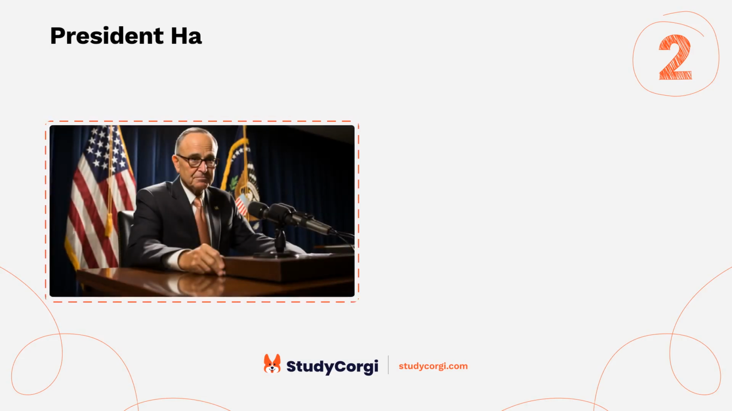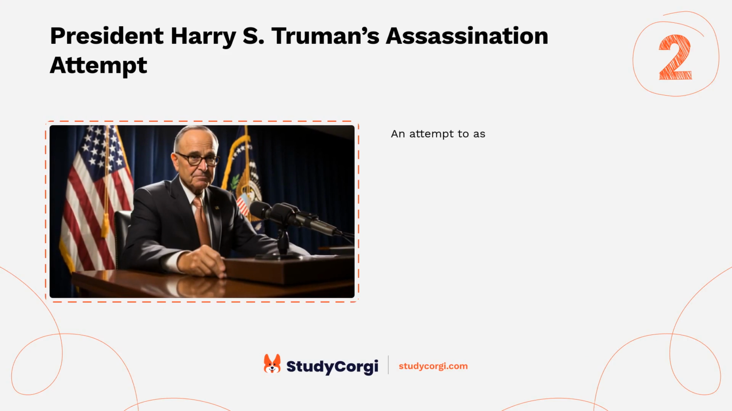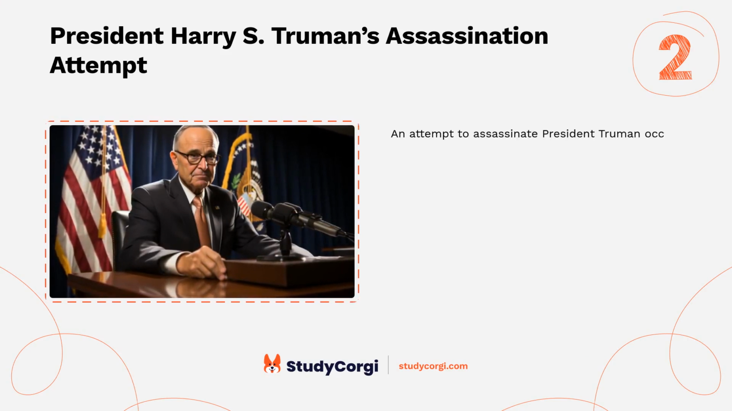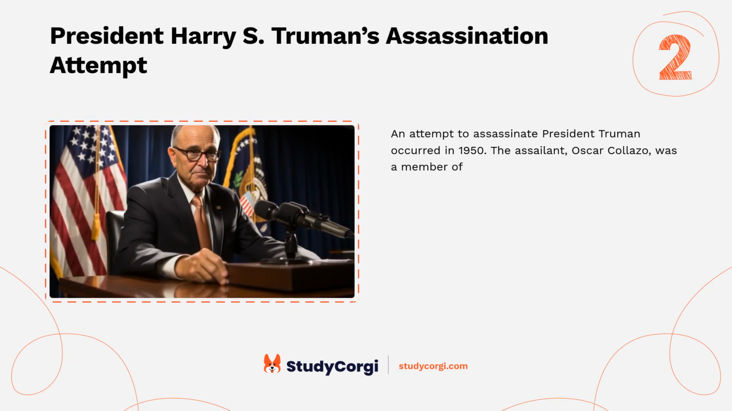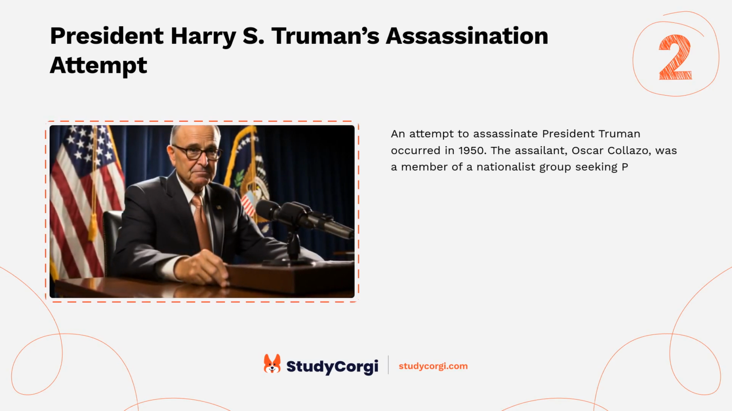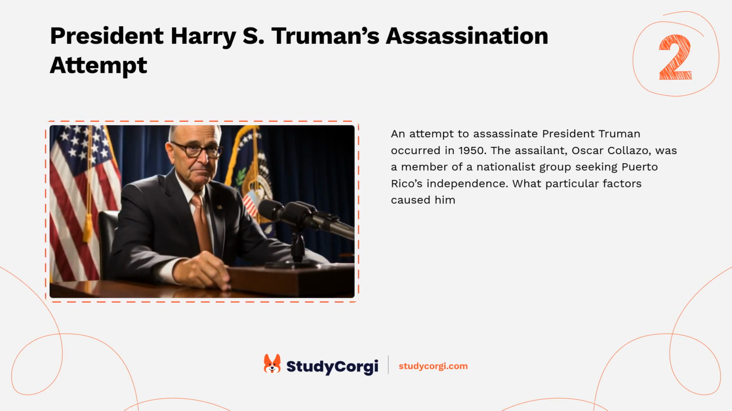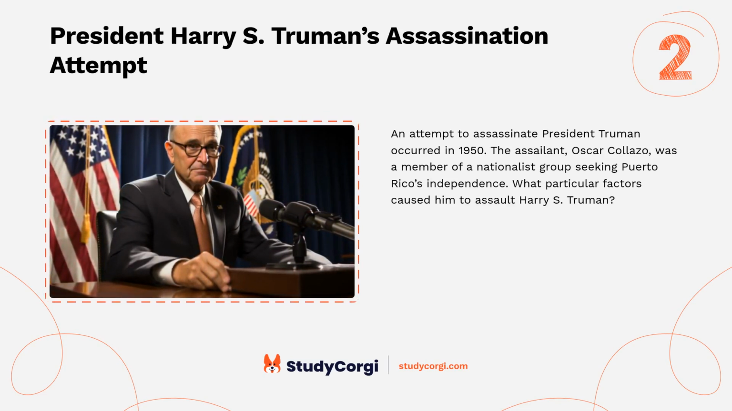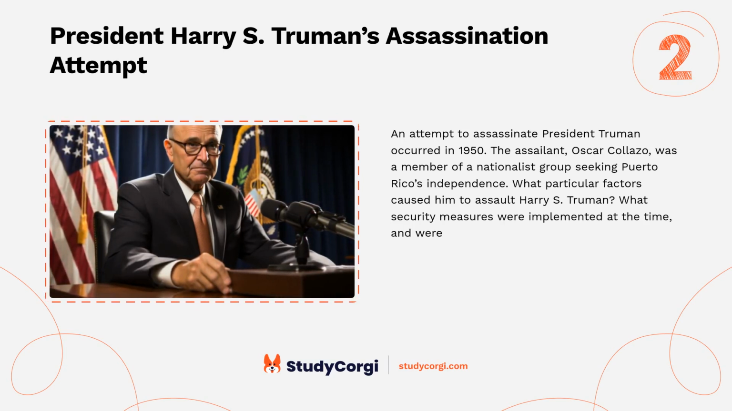President Harry S. Truman's assassination attempt. An attempt to assassinate President Truman occurred in 1950. The assailant, Oscar Collazo, was a member of a nationalist group seeking Puerto Rico's independence. What particular factors caused him to assault Harry S. Truman? What security measures were implemented at the time, and were they effective? Answer these questions in your paper.